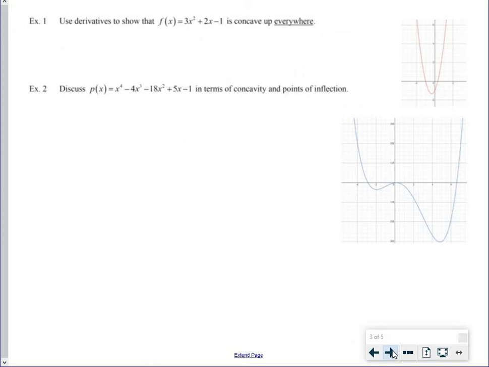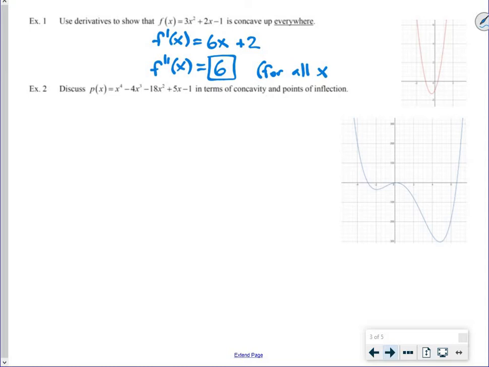Use the derivative to show that the function is concave up everywhere. So if we take the first derivative of this, simple enough, should be 6x plus 2. If we take the second derivative, which gives us the concavity, it's just 6. It's 6 for all x. So if it's 6, regardless of what value we pick for x, and it's positive, that means it's concave up.